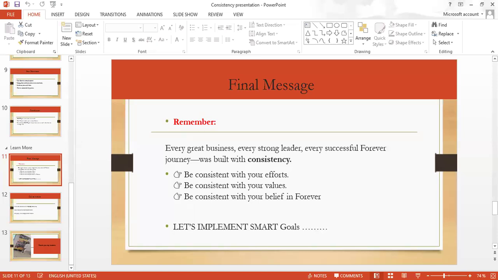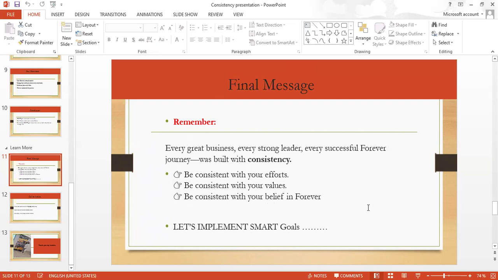Remember, every great business, every strong leader, every successful Forever journey was built with consistency. Whatever I do, whatever I talk about, I always come back to consistency. Because for you to implement that SMART goal, you need to be consistent. So be consistent with your efforts, be consistent with your values, be consistent with your belief in Forever.